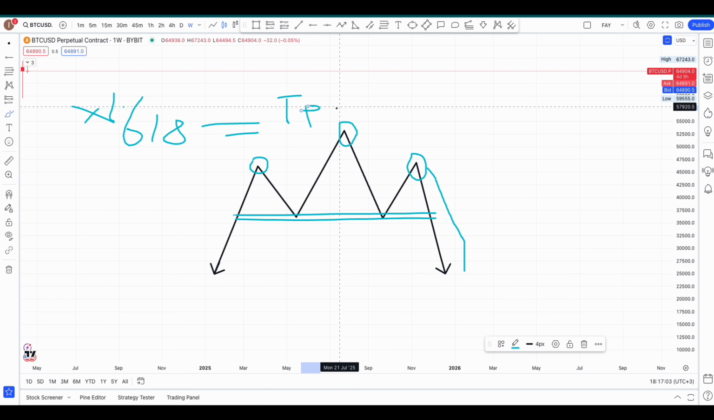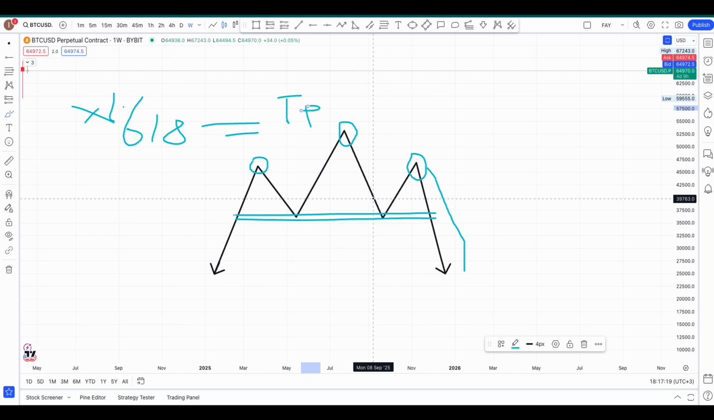So any amount you got from the measurement using your ruler, from this head down to the neckline, you will multiply by 1.618. That is how to set your TP with this strategy.